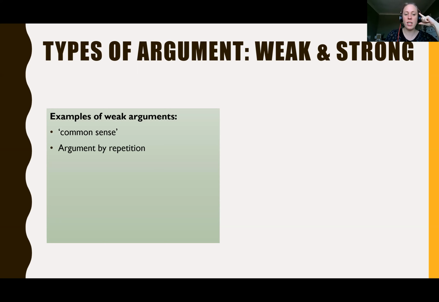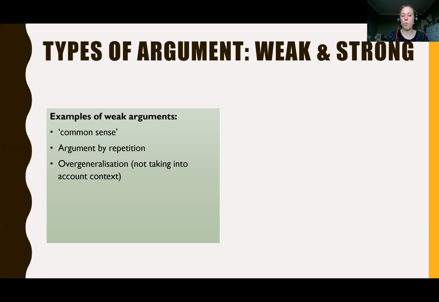Argument by repetition. This is something that I see quite often in student essays: as long as I say it over and over again, I hope it's going to become true. So again, that's where you might be missing claims, where you might be missing reasoning, where you might be missing evidence. So just saying something over and over again doesn't make a strong argument. It's when we get the evidence and see how someone is dealing with the evidence and what there is where we start getting convinced by arguments.